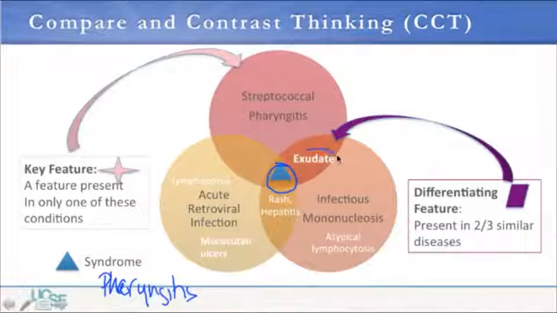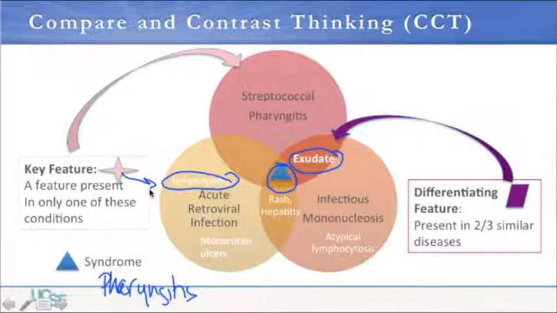Well, exudates on the tonsils, as we mentioned, occur both in streptococcal pharyngitis and infectious mononucleosis. Lymphopenia is a key feature. It only occurs in acute retroviral syndrome. Atypical lymphocytosis is a key feature. It only occurs in Epstein-Barr virus infection.